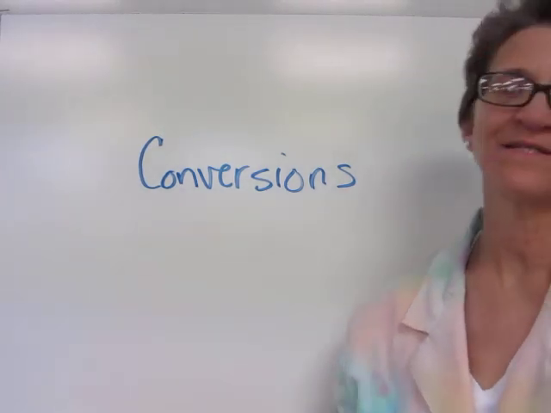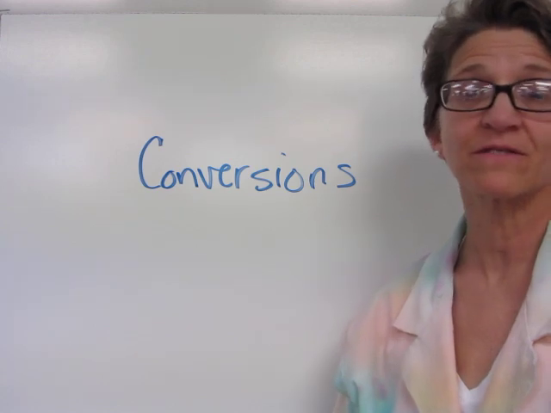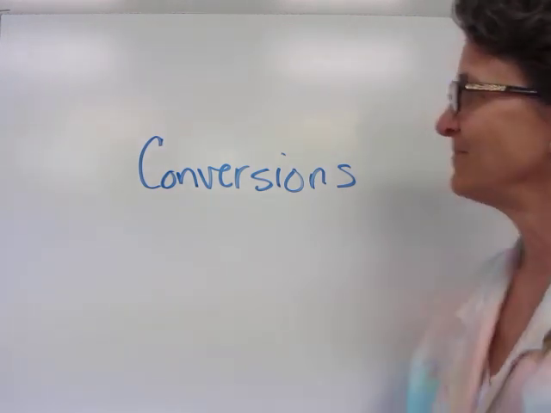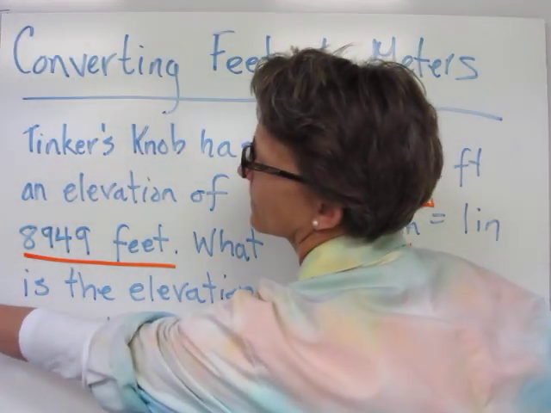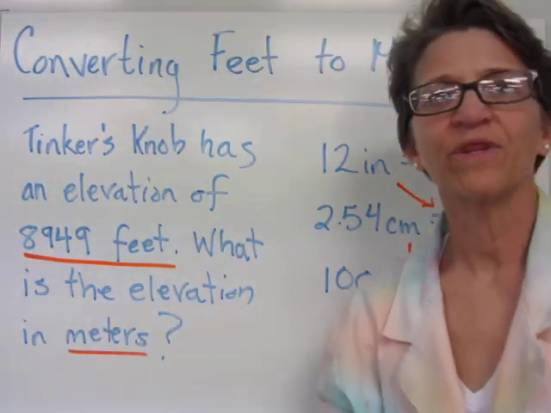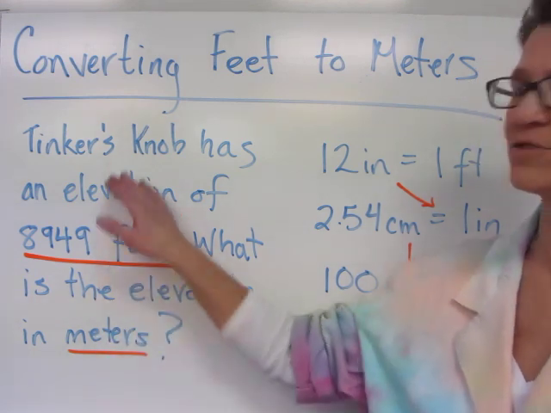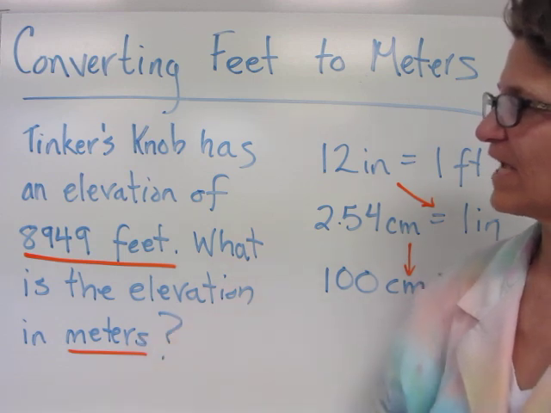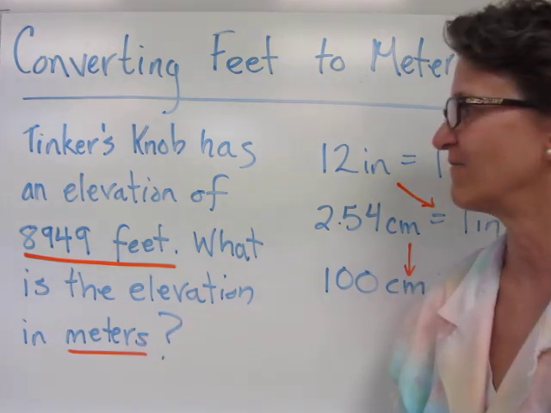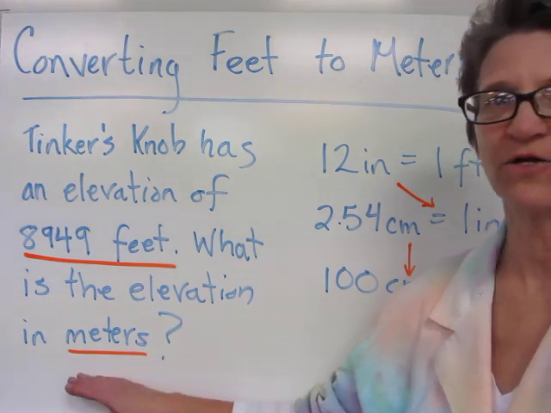Conversions. This is something that we will do from the beginning of the semester till the end of the semester. So let's start with converting feet to meters. Tinker's Knob, one of our local mountains, has an elevation of 8,949 feet. What is the elevation in meters?